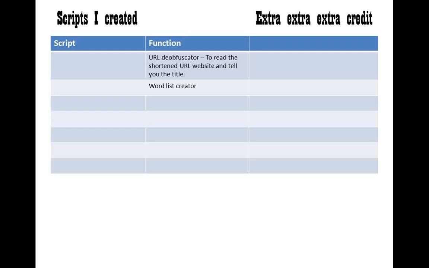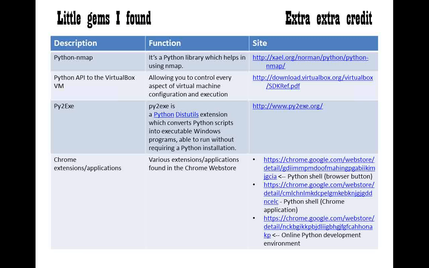Welcome back. I had aimed to do some extra credit, but I kind of got distracted, so these were the ideas that I was going to try to come up with. I was going to try to come up with a URL obfuscator, and I think this came from some back and forth with Radis on Twitter. I was going to try to create a word list creator, but I got distracted. I'll admit it.